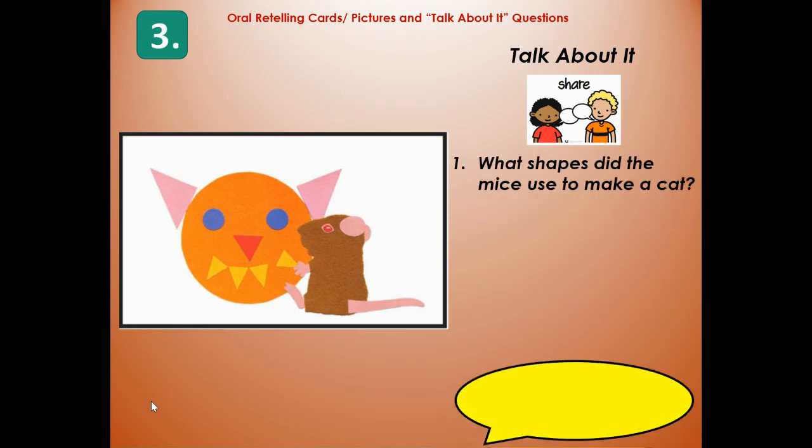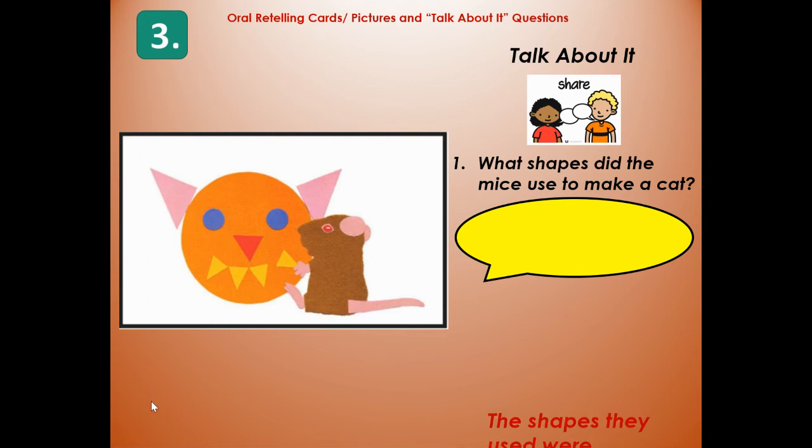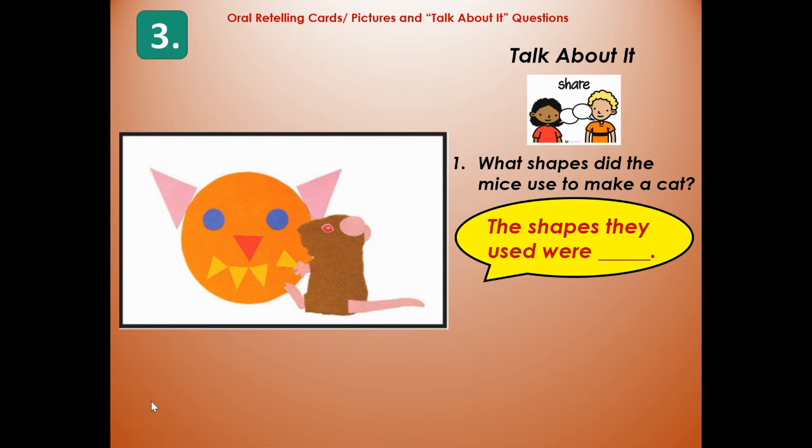What shapes did the mice use to make a cat? So look closely at the picture. The shapes they used were a circle and a triangle. I don't see any squares, so it's mainly circles and triangles.